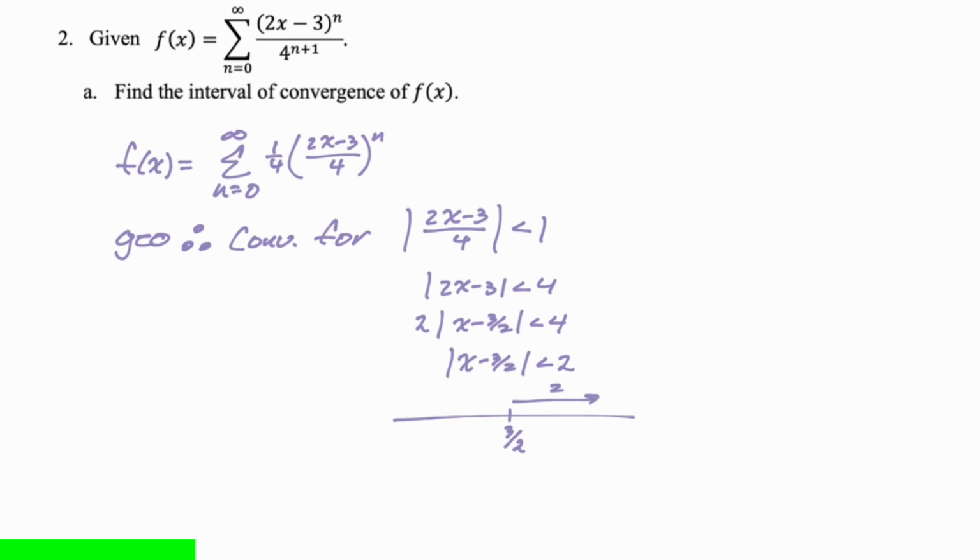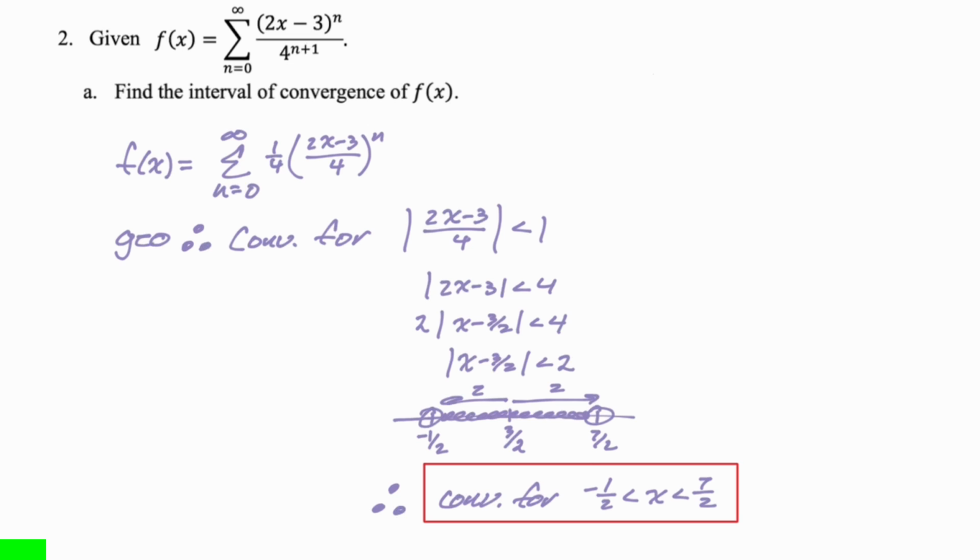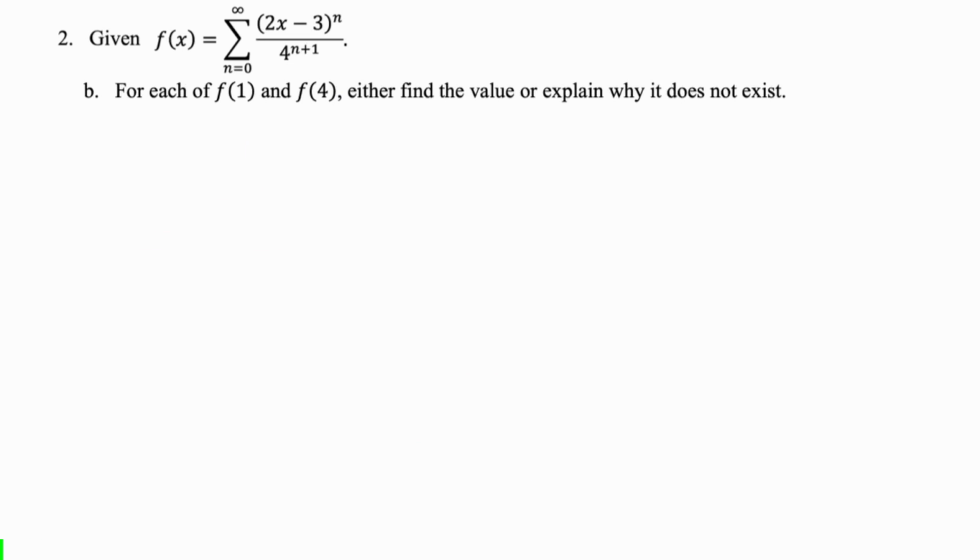I now know the radius is definitely 2. So if I go 2 to the right, I get 7 halves. If I go 2 to the left, I get -1/2. So we will converge everywhere inside that interval, and geometric never converges at the endpoints. So our interval of convergence is going to be -1/2 to 7 halves. That's the whole thing. All right, let's look at the next part.